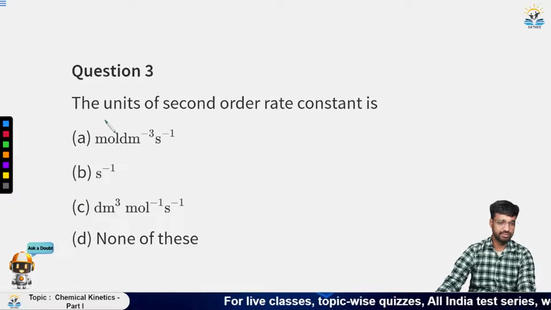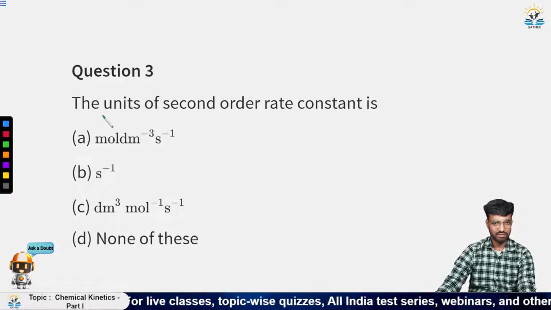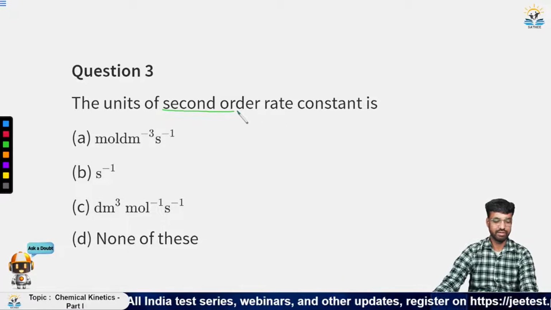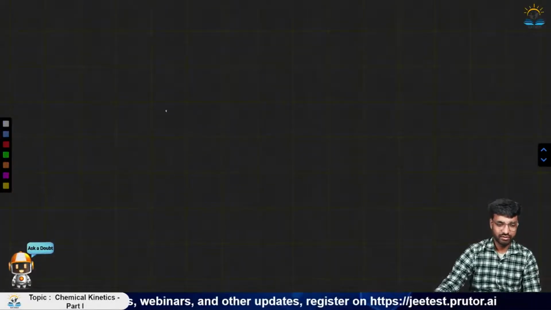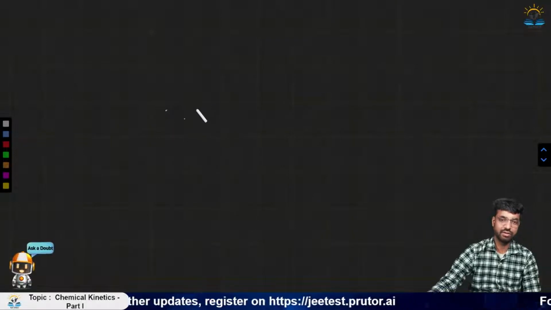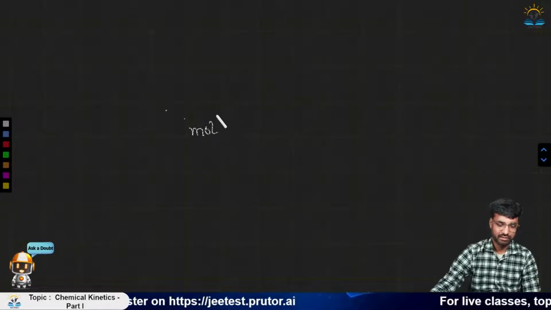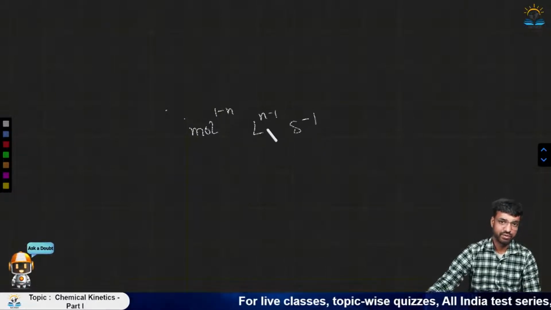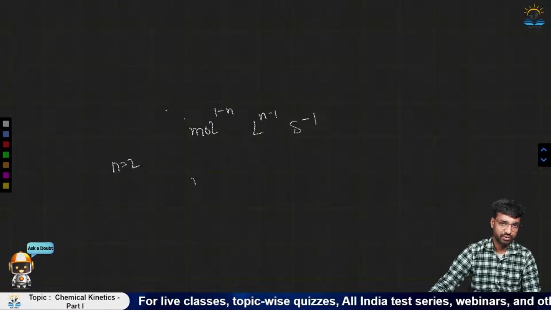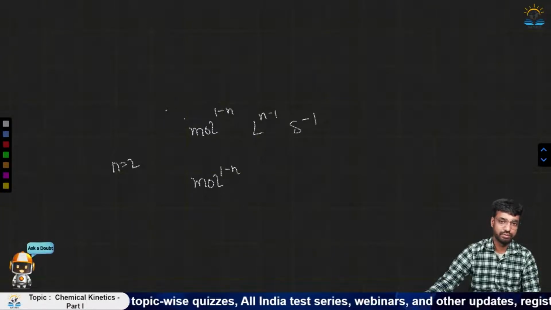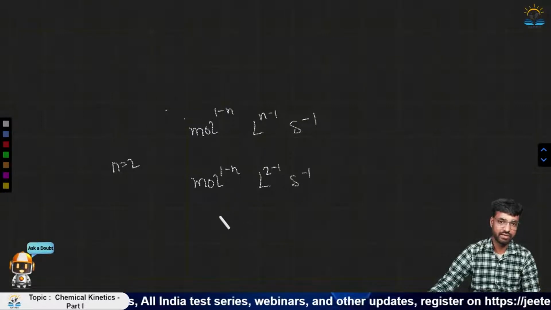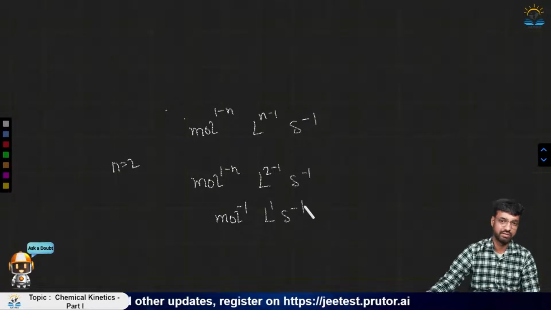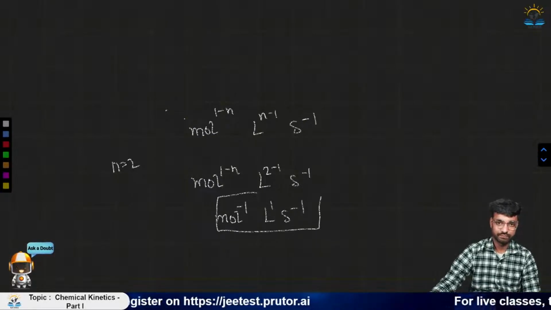Now let us move to another question, which asks for the unit of the rate constant of a second order reaction. I have given you a formula to directly find the rate constant, which is like this: mol^(1-n) L^(n-1) per second. Here the value of n is 2, so it will be mol^(1-2) L^(2-1) per second, that will be per mole liter per second. So it will be the answer.